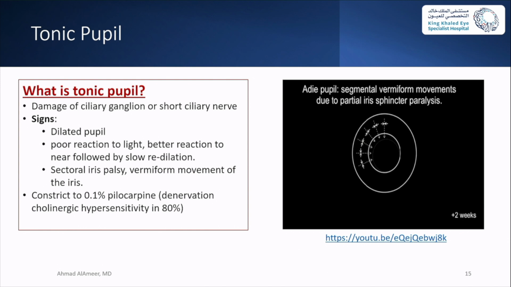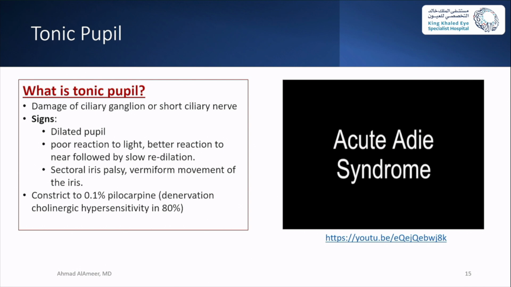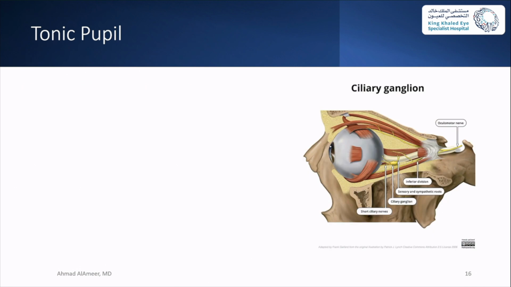Okay. Tonic pupil results from damage to the ciliary ganglion or the short ciliary nerve. Signs suggestive of tonic pupil: a dilated pupil that is poorly reactive to light but with better reaction at near. You will see vermiform movement of the iris or sectoral iris palsy. It constricts with diluted pilocarpine, 0.1%. Normally, the pupil should not constrict with 0.1% pilocarpine, but in patients with tonic pupil, it constricts due to denervation hypersensitivity. This is the location of the ciliary ganglion. It's located between the optic nerve and the lateral rectus.